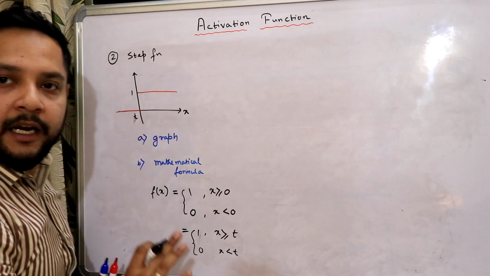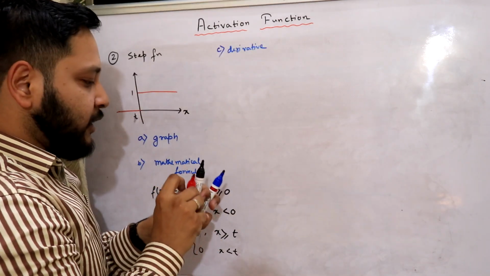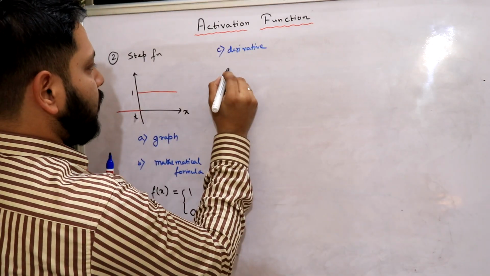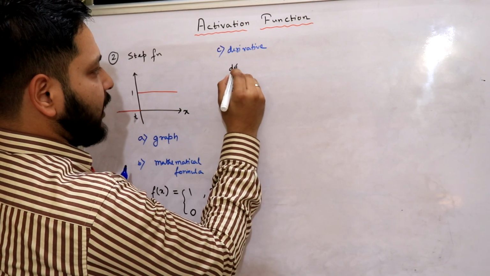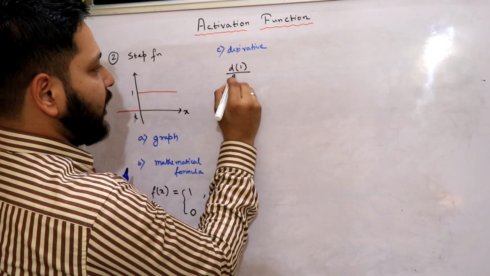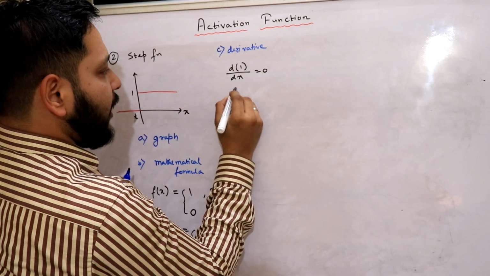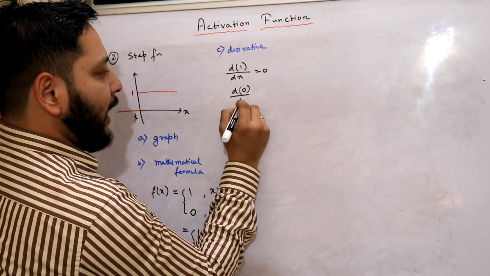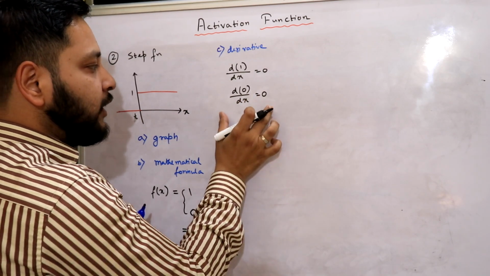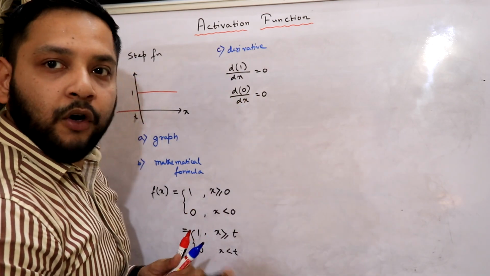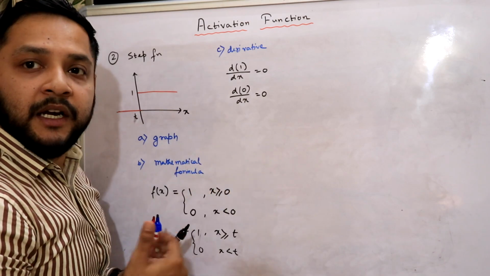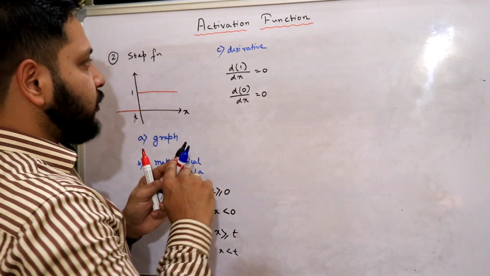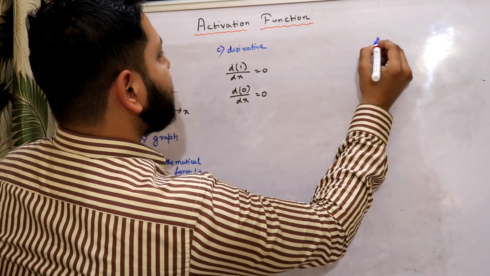The threshold can be anywhere. The derivative of a constant is always 0. So the derivative in the positive region will be 0, and also when x is in the negative direction, the derivative of another constant is always 0. Hence, since the derivative is always 0, this can be a hindrance to backpropagation. So this becomes a disadvantage.